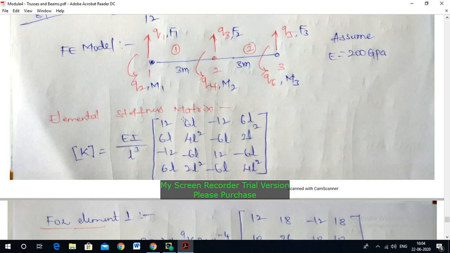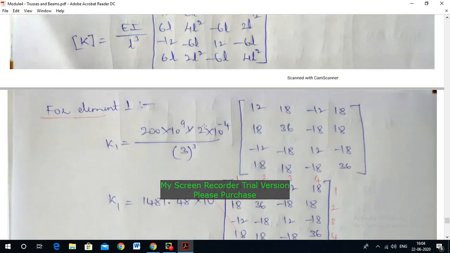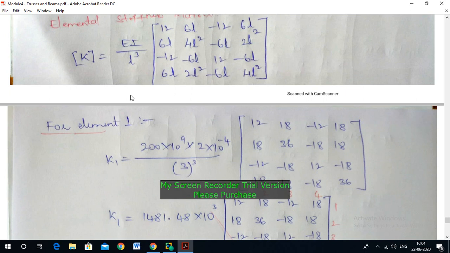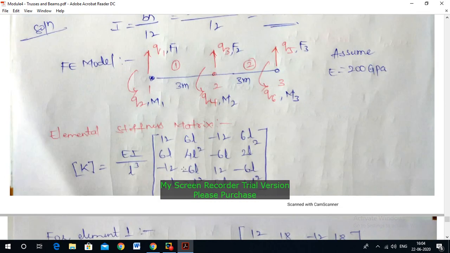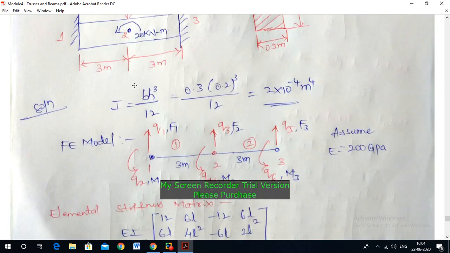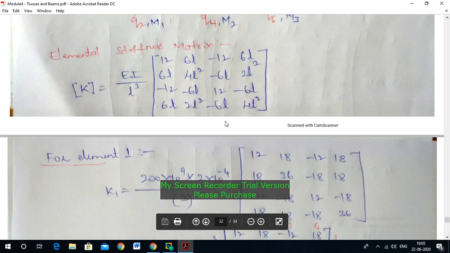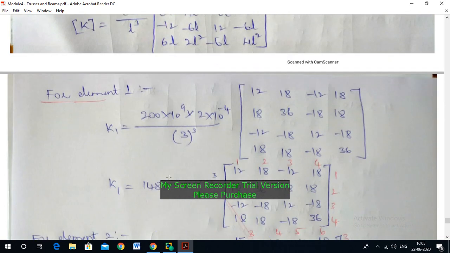Therefore we know that the element stiffness matrix for the beam element is K equal to EI by L cubed times the matrix 12, 6L, minus 12, 6L; 6L, 4L squared, minus 6L, 2L squared; minus 12, minus 6L, 12, minus 6L; 6L, 2L squared, minus 6L, 4L squared. Since it consists of 2 elements, first find the element stiffness matrix for the first element K1. Substitute all the values: Young's modulus, moment of inertia, and length of the element, L1, which is given as 3 meter, and multiply all the values with the length of the element.